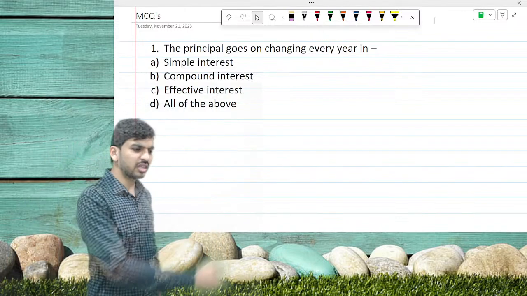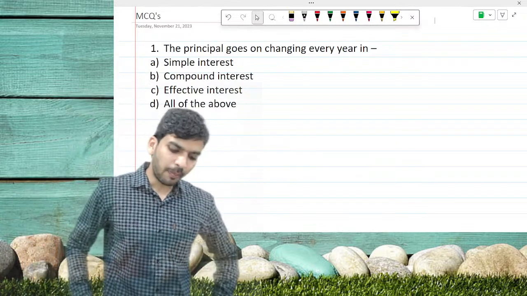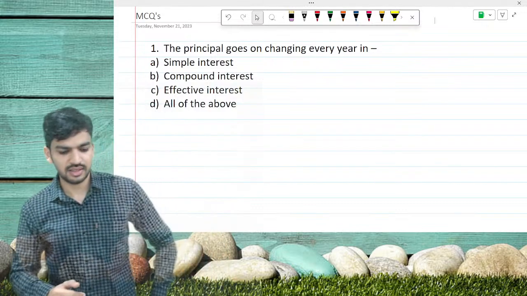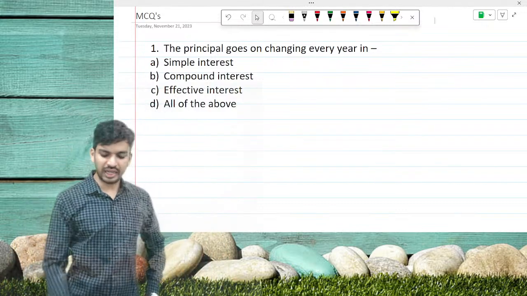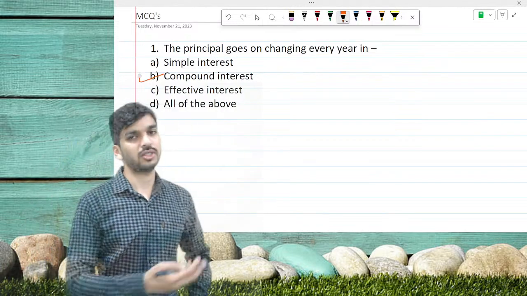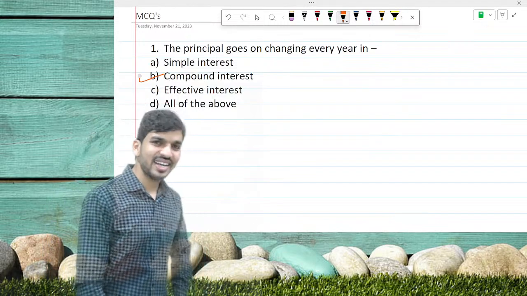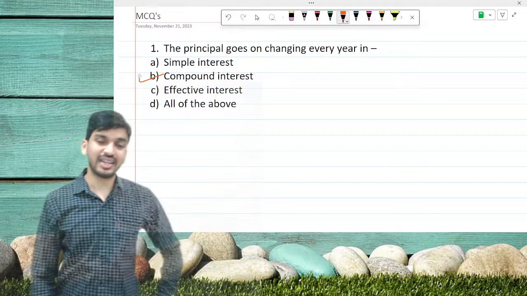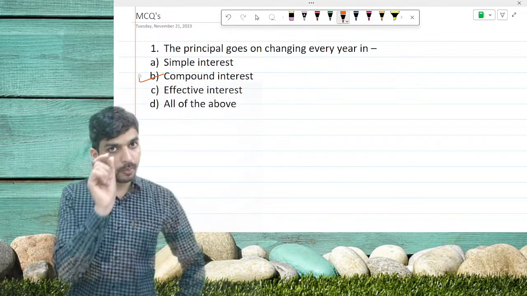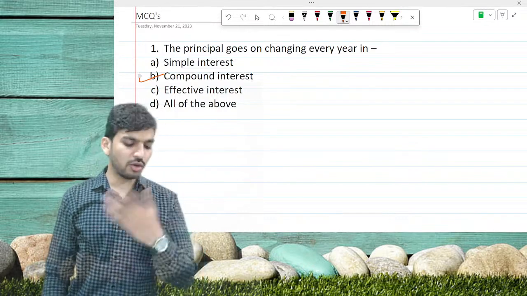So the first question, the theory question, very simple question. It's given that the principal goes on changing every year. In which case? Definitely in compound interest. Whoa, what a difficult question, correct? But yes, you need to be very careful while selecting the options in your exams. Okay, so in compound interest, the principal amount goes on changing every year. Okay, let's go for the next question.